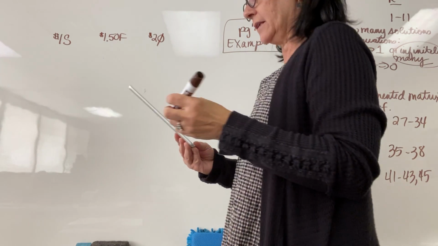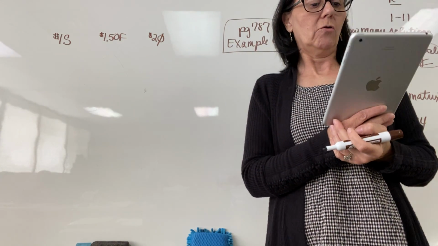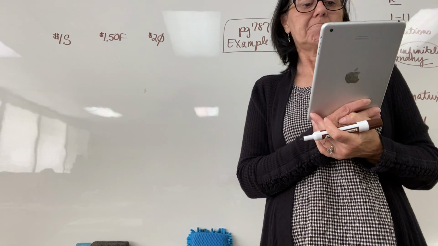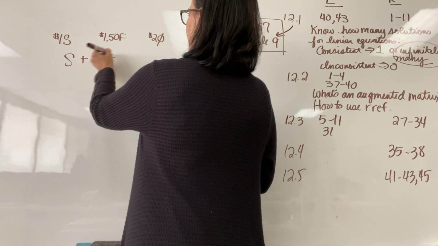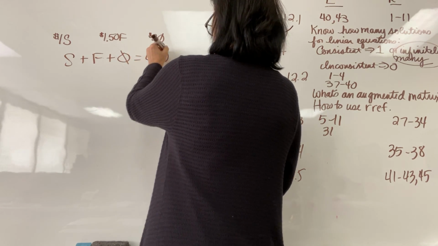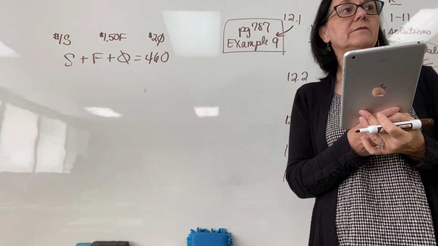Total audience at the lecture was 460. What do I write there? Total attendance at the lecture was 460. S plus F plus O is 460. The total income from the tickets was $570.